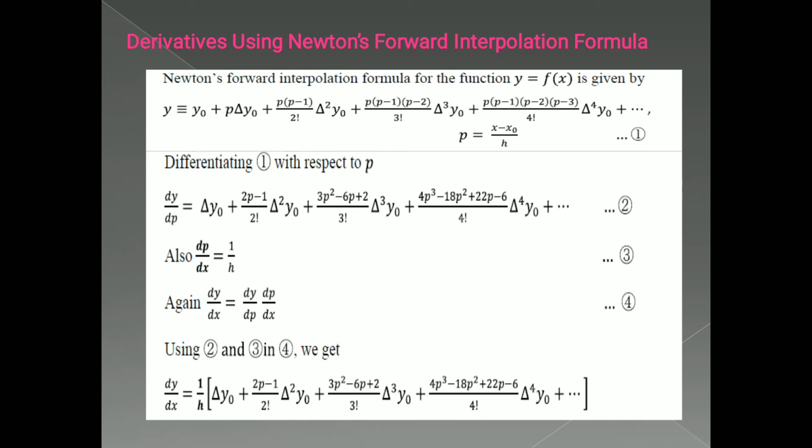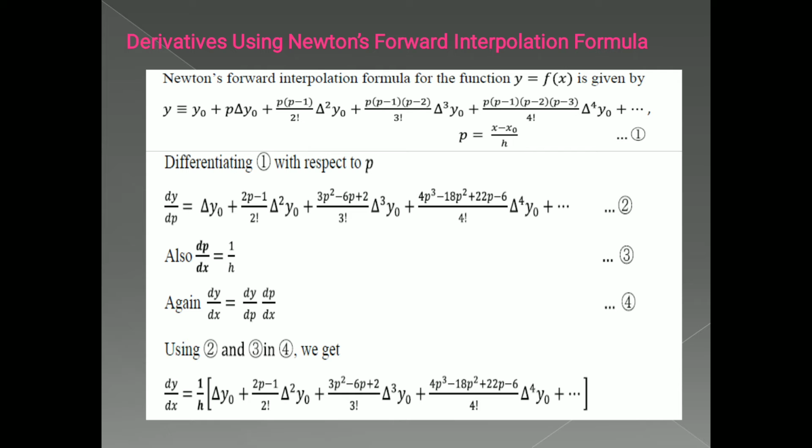We get (3p square minus 6p plus 2) upon 3 factorial delta cube of y0, plus (4p cube minus 18p square plus 22p minus 6) upon 4 factorial delta raised to 4 y0, plus and so on. Suppose this is equation number 2.